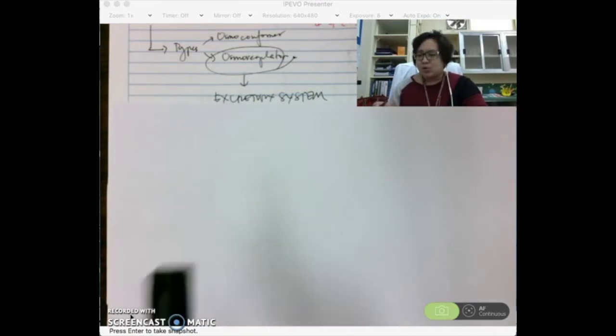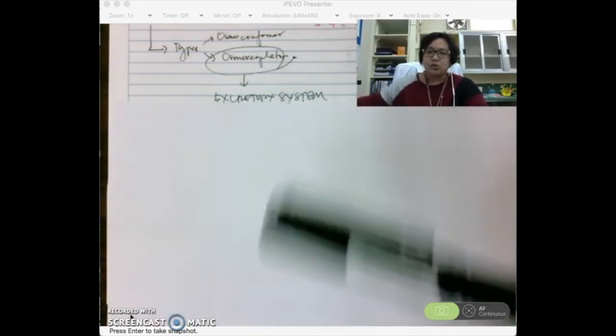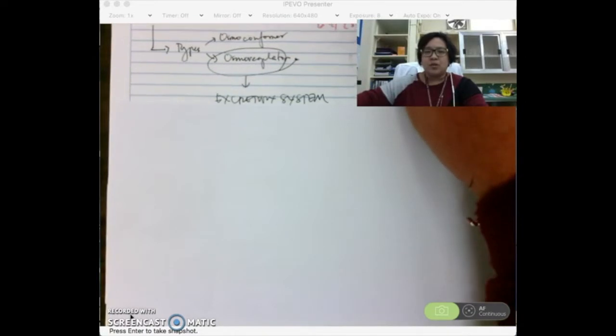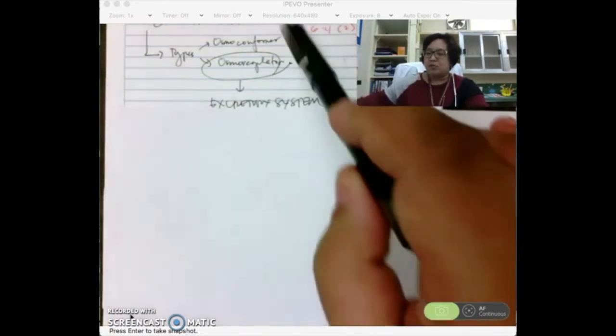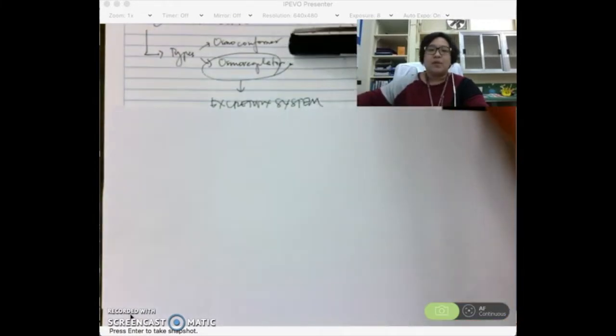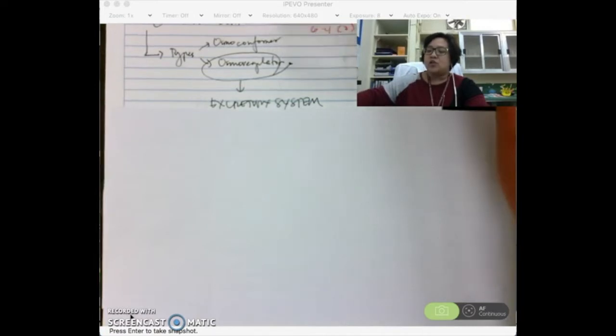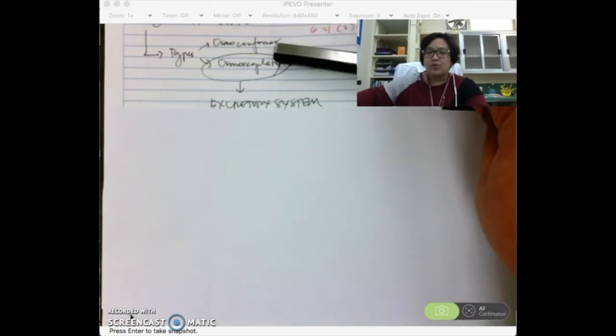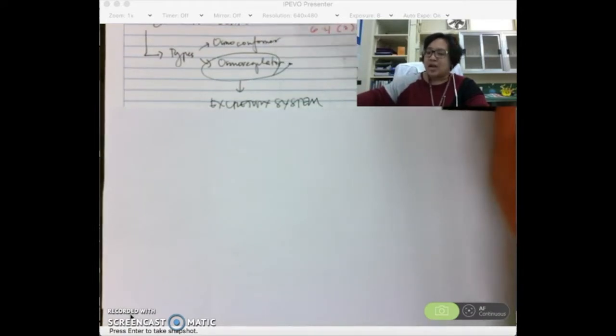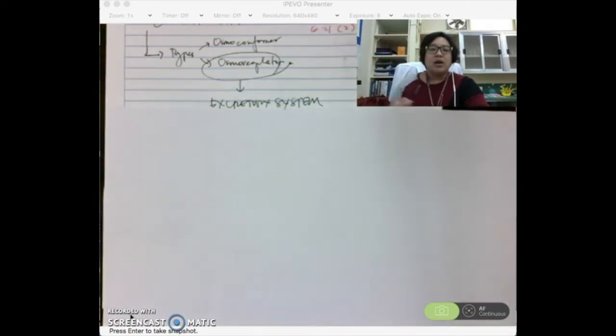How about osmoconformer? Conform means to copy. Osmoconformers copy the osmolarity of the environment. Examples of osmoconformers are sea urchins, starfish, snails, jellyfish, and some species of sharks. And you might ask why these aquatic organisms conform to their environment.